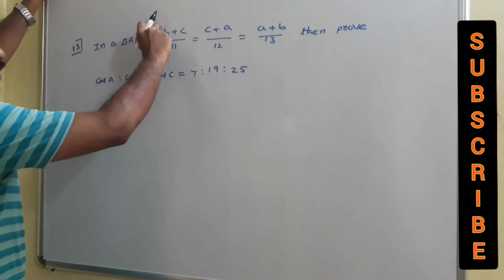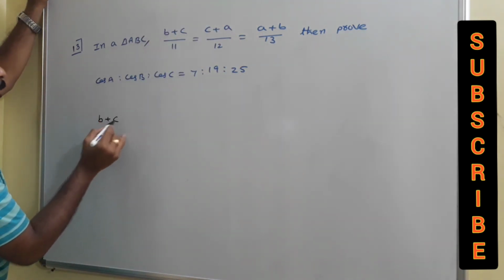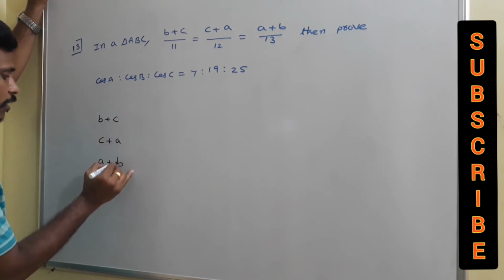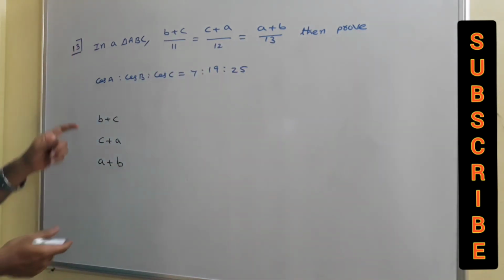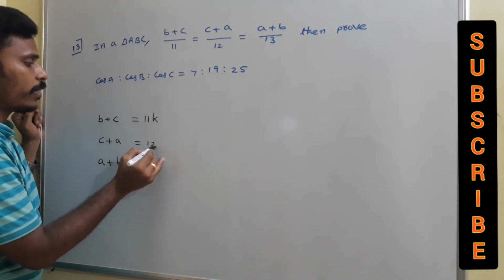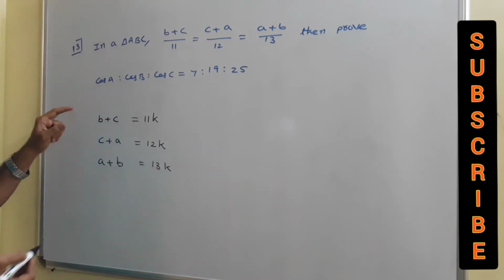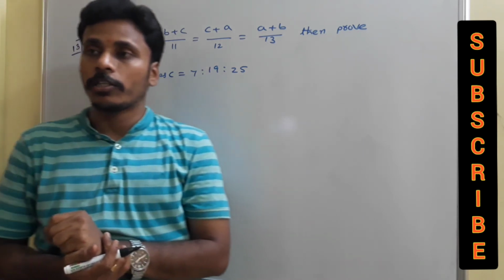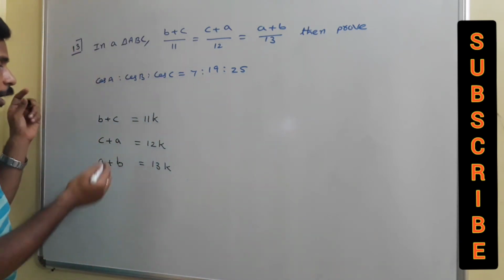This way of expression gives us the sense that b+c, c+a and a+b are in the ratio of their denominators 11, 12 and 13. So that's why b+c is equal to some 11k, c+a is equal to 12k and a+b is equal to 13k. So b+c, c+a and a+b are given, but to find cos A, cos B, cos C we need a, b, c, and that's why I try to find a, b, c.